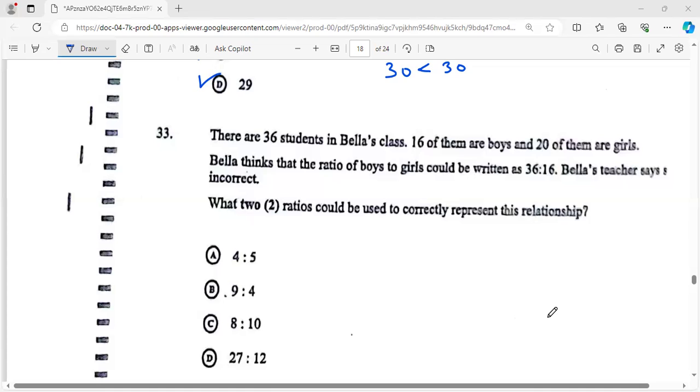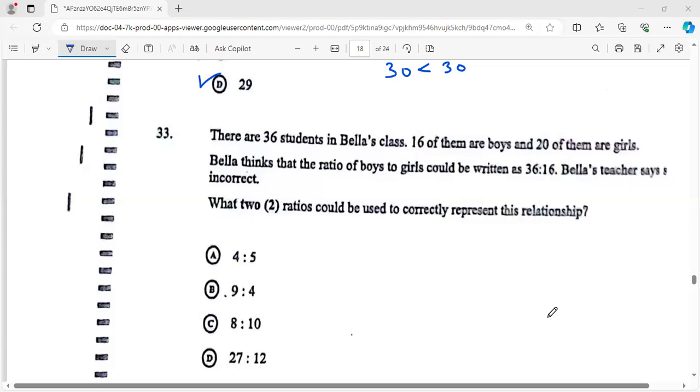Question 33 says there are 36 students in Bella's class. 16 of them are boys and 20 of them are girls. Bella thinks that the ratio of boys to girls could be written as 36 to 16. Bella's teacher says this is incorrect. What 2 ratios could be used to correctly represent this relationship?